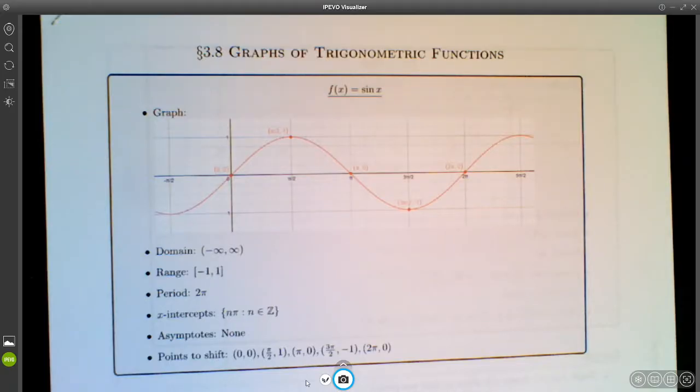All right, so 3.8 is about graphs of trigonometric functions. And I'm going to take a slightly different approach than you may have seen with the graphs of trig functions in the past. Most of the time, when you take a trig class and you talk about graphing trigonometric functions, you go through these complicated steps where you find the period of the function, and then you divide it into four equal parts, and then you find the function values corresponding to each of those things, and it seems like this really complicated process.